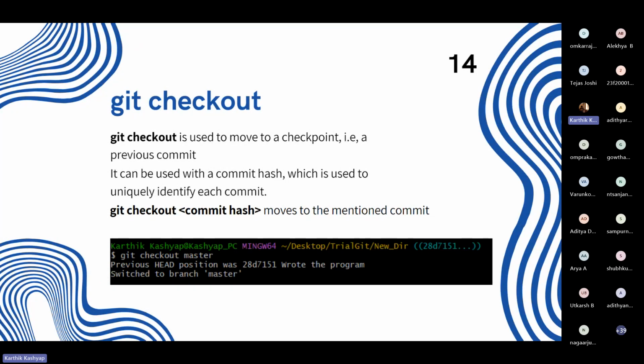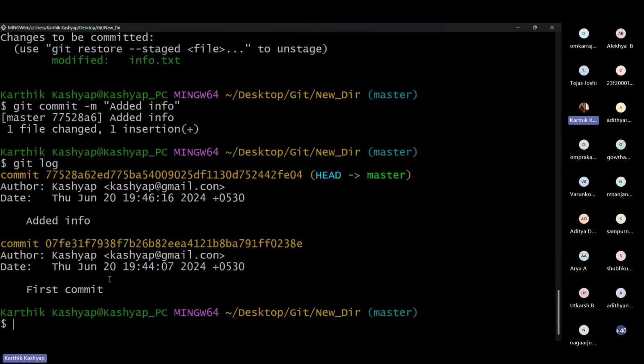So for this, we are using the command git checkout, that is used to go to a previous checkpoint, or you can call it a previous commit. So it is used alongside a commit hash. Now, when you're working with all of these versions, you should know which version, that is which commit, you need to be going to exactly. There should be something to uniquely identify each commit.